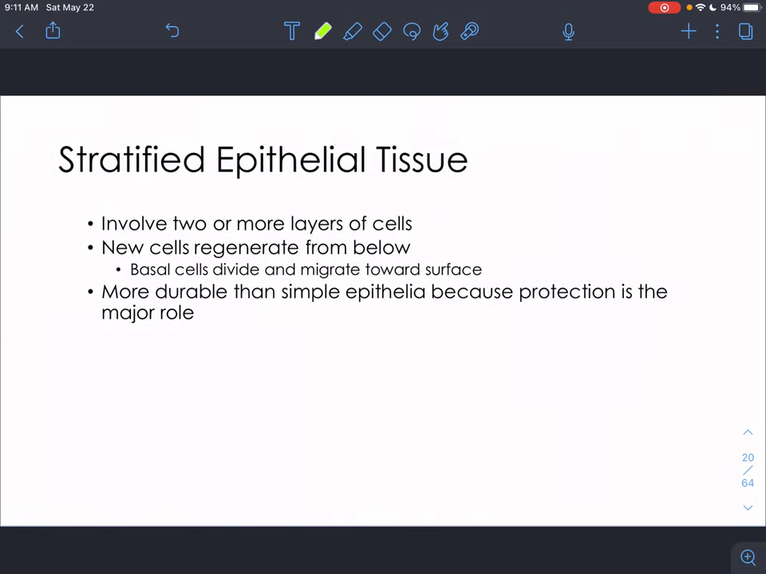Okay, so now let's get into the actual stratified epithelial tissue. So with stratified epithelial, now we have two or more layers of cells. New cells are going to always regenerate from the bottom, so the basal cells closest to the basal membrane divide and eventually migrate towards the top. It's more durable than the simple epithelial, and its main function is going to be protection. So again, in areas that we have a lot of abrasion, we want those multiple layers of cells to protect the underlying tissues.